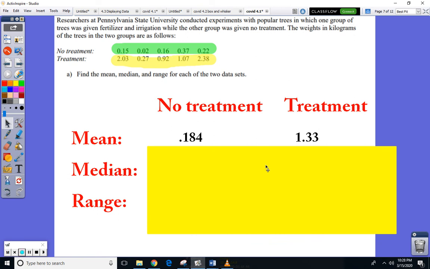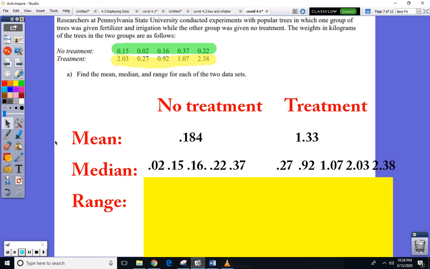What's median a fancy word for? Middle, right? So median is a fancy word for middle. So if I look at the middles, I've got to put them in order. A median of about 16. And the other one's going to have a median of 1.07.